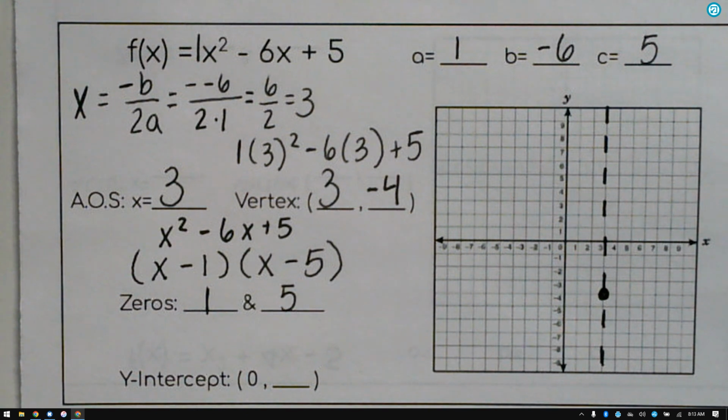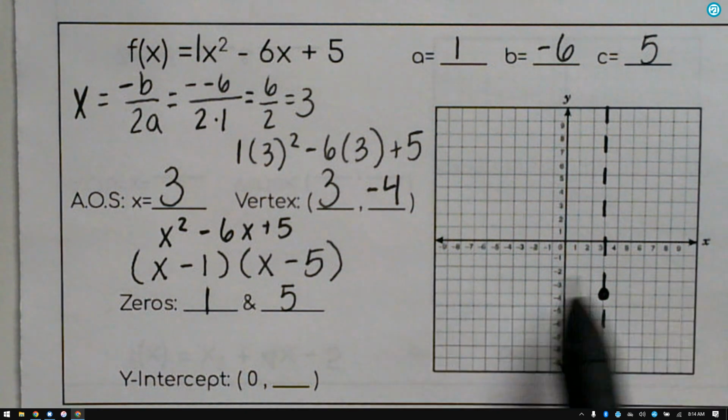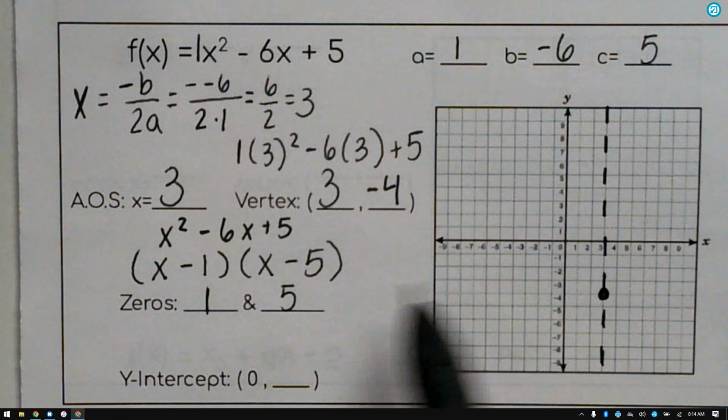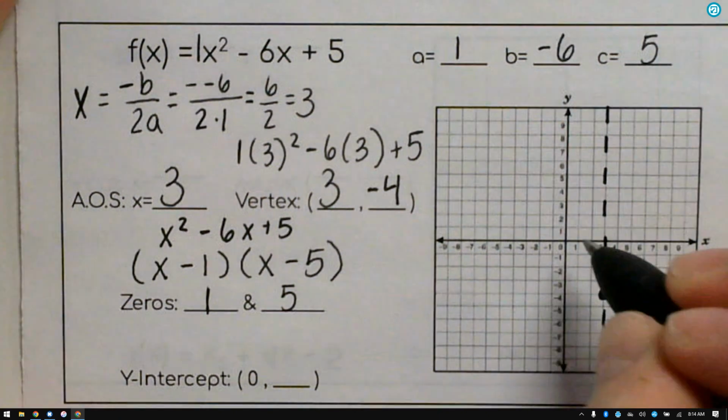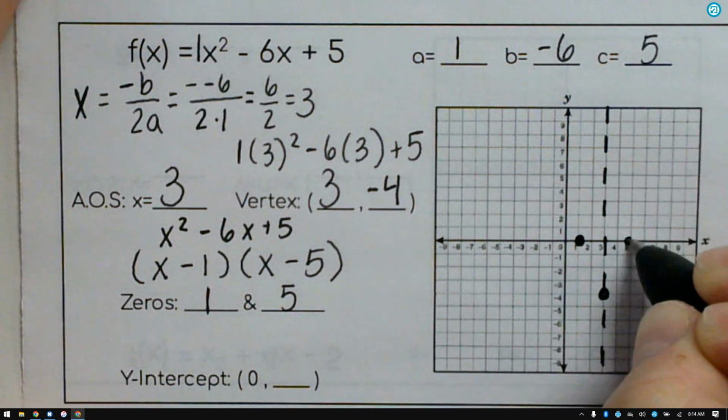Okay. Once we find those zeros, any questions about finding them before I graph them? Okay. Once we find them, we can graph them. Our zeros are when y equals 0. They go on our x-axis. So we are going to put a dot here at 1. We're going to put a dot here at 5.